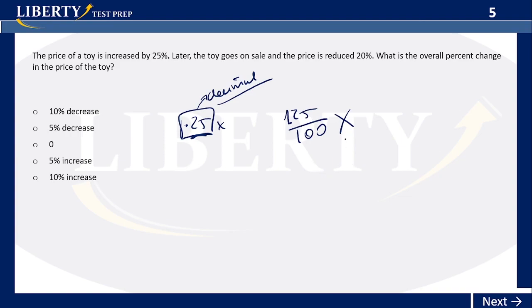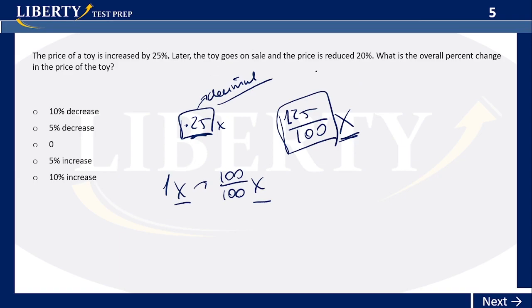That means that the value of X has increased by 25%, because if you notice, if you say 1X is just that the price is the same, right? So 1X is the same thing as saying 100 over 100X. So basically it means that the price is not moving. It hasn't changed. So if you say 125 over 100X, you're saying that there's an increase of 25, okay? So that's the first thing.